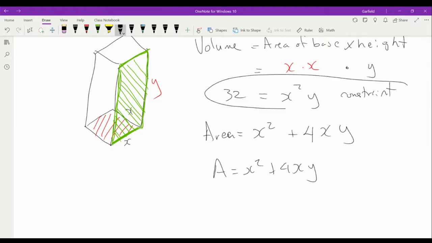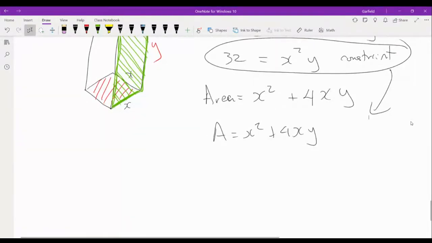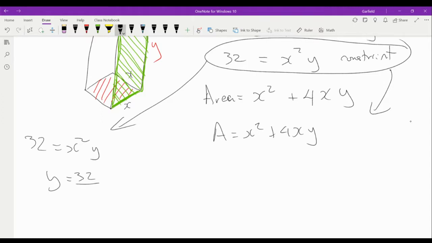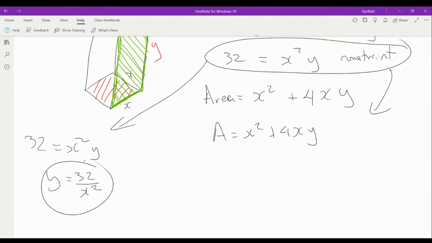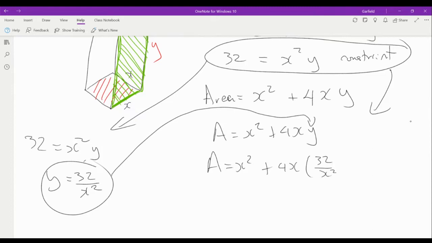Now let's go back. We're going to plug the constraint into this. So what do we want to solve for? I probably want to solve for y. So we have 32 is equal to x squared y. So y is equal to 32 divided by x squared. We're going to take this and plug in for the y. So A is equal to x squared plus 4x times 32 over x squared.